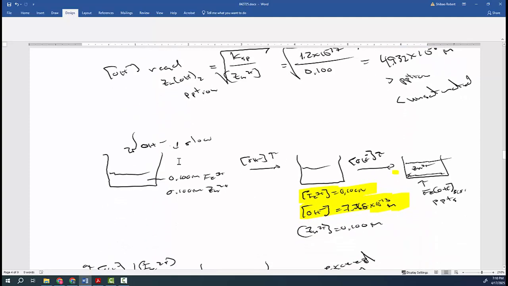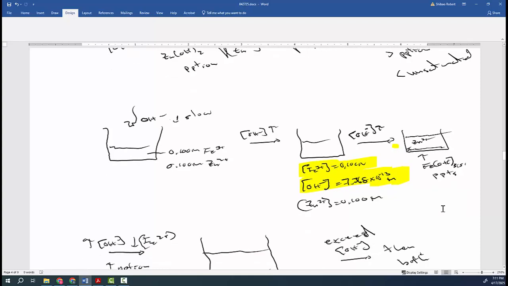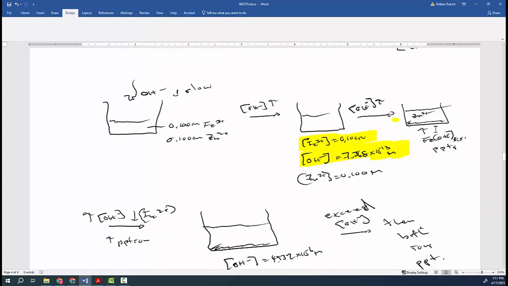And so what that means is we're kind of doing a titration where we have 0.100 molar iron 3, 0.100 molar zinc, and we do a slow addition of hydroxide, thereby increasing the hydroxide. Once we hit a hydroxide concentration of 7.368 times 10 to the minus 13 molar, then iron will begin to precipitate. So we continue increasing the hydroxide, and the iron 3 hydroxide precipitates here. And then we continue to increase the hydroxide.